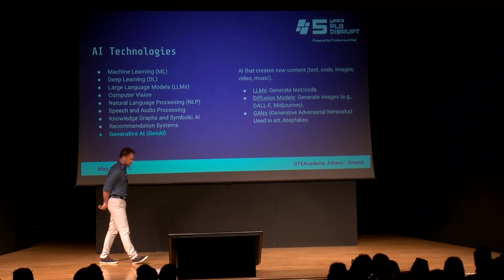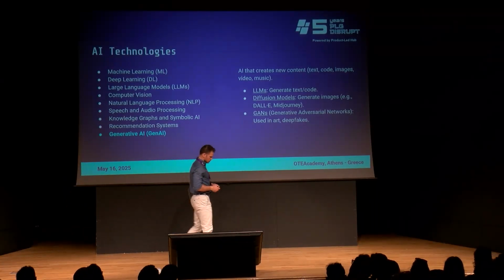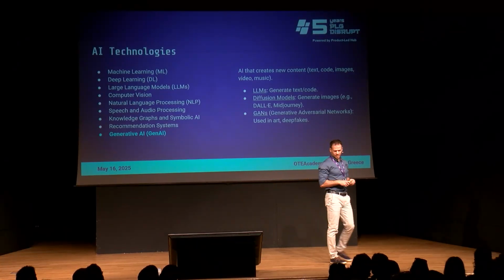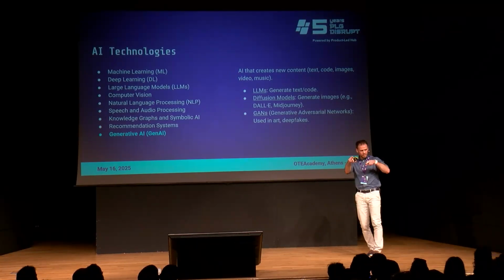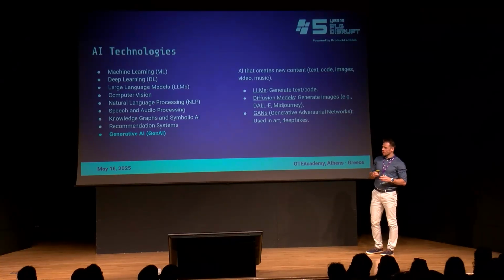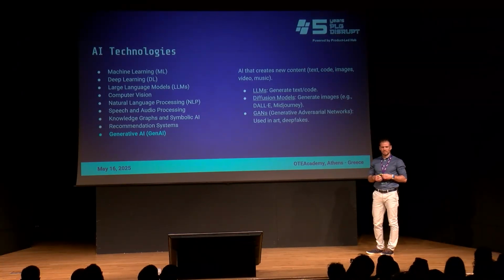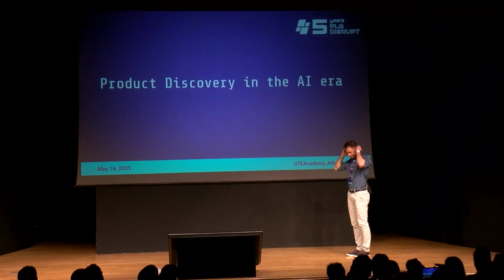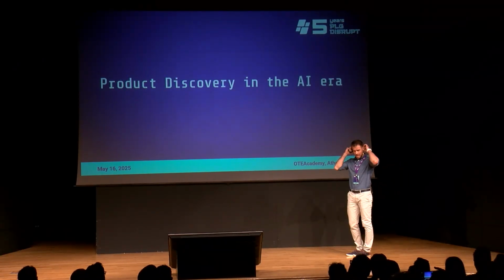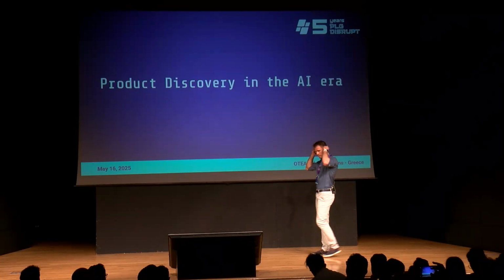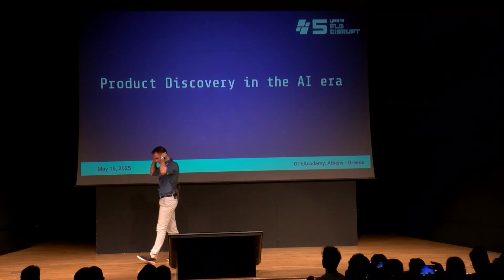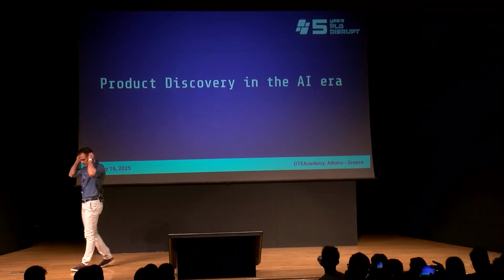As I said before, our goal is not to know the exact technologies. We have engineers for that. A lot of people raise their hands. You should work with them. Our goal is to understand what we have in our team. Okay. Now, product discovery in the AI era. We had product owners, product managers raise their hands. So I guess you know what product discovery is.